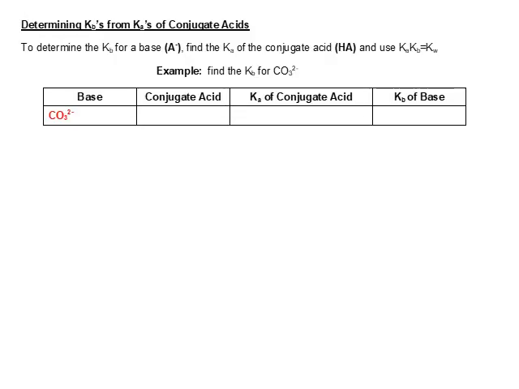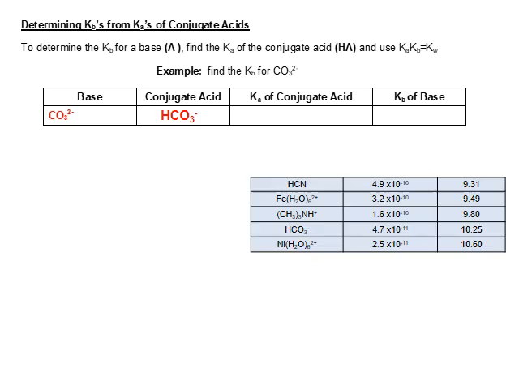Let's practice this with an example. What is the Kb for carbonate? First, you need to identify the conjugate acid of carbonate. The conjugate acid of carbonate is the hydrogen carbonate ion. Looking at the table on the previous slide, we see that the Ka of the hydrogen carbonate ion is 4.7 times 10 to the minus 11.